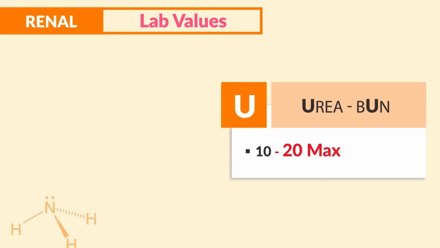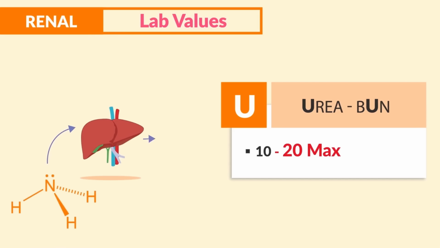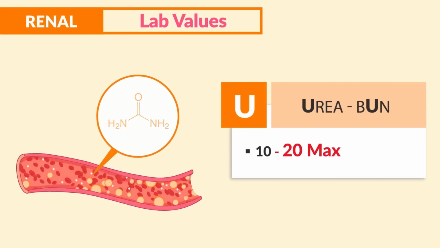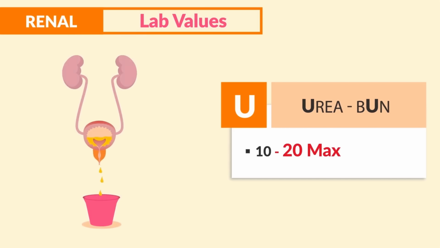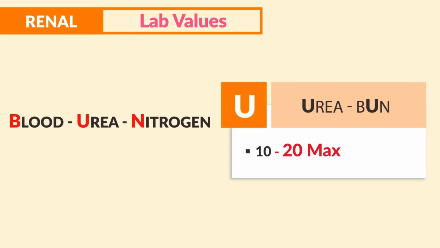Now, before it becomes urea, it starts as ammonia, which gets sucked into the liver to be broken down into urea. Then it gets pushed into the blood before it's excreted by the kidneys from the body. Hence the name blood urea nitrogen, that BUN.